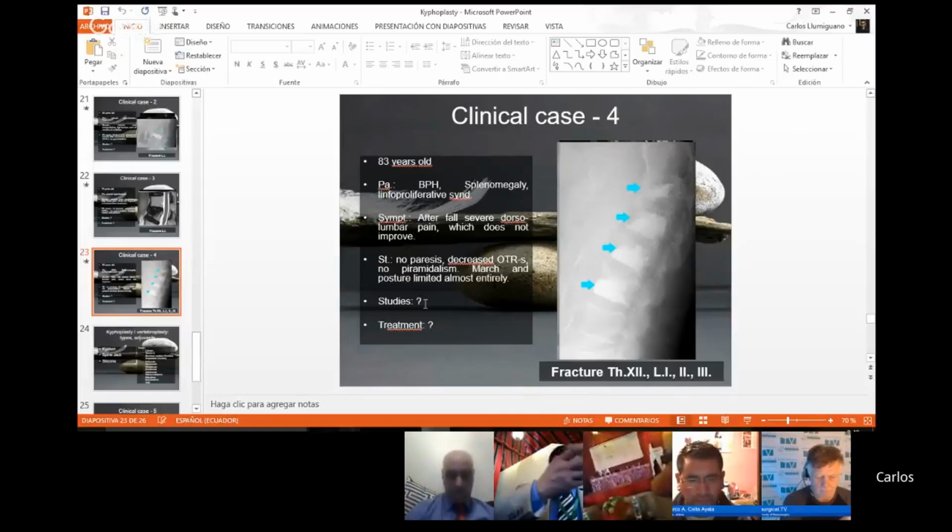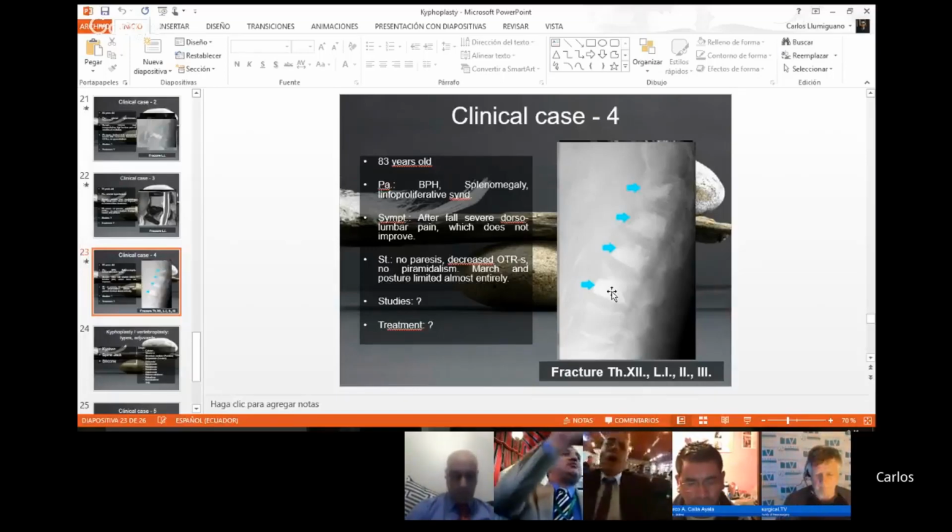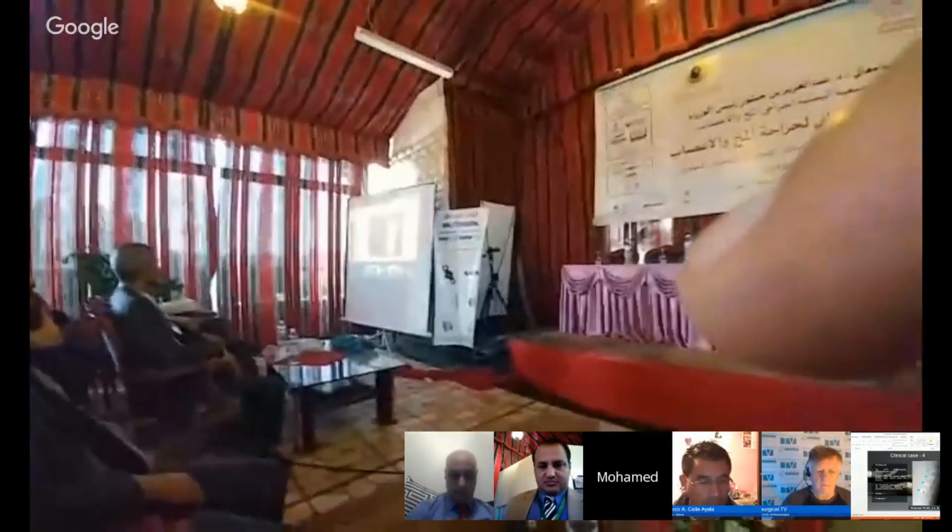We did a kyphoplasty of thoracic 12, lumbar 1, lumbar 2, and lumbar 3. The patient had marked pain relief, and a marked improvement of their gait, and was discharged from the hospital after 4 days of treatment.